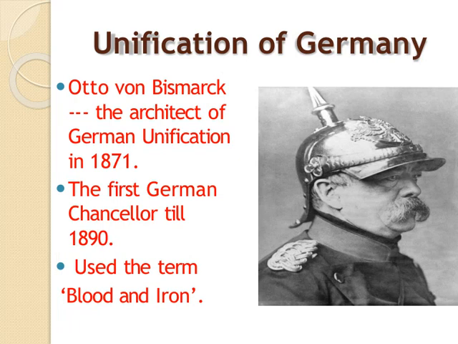Now, let's talk about the unification of Germany, a pivotal moment in European history. At the center of this process was Otto von Bismarck, who is often called the architect of German unification. He played a crucial role in bringing together the various German states into a single nation in 1871. Bismarck was the first German chancellor, a position he held until 1890, and his leadership was instrumental in shaping modern Germany. One of his most famous phrases is "blood and iron."